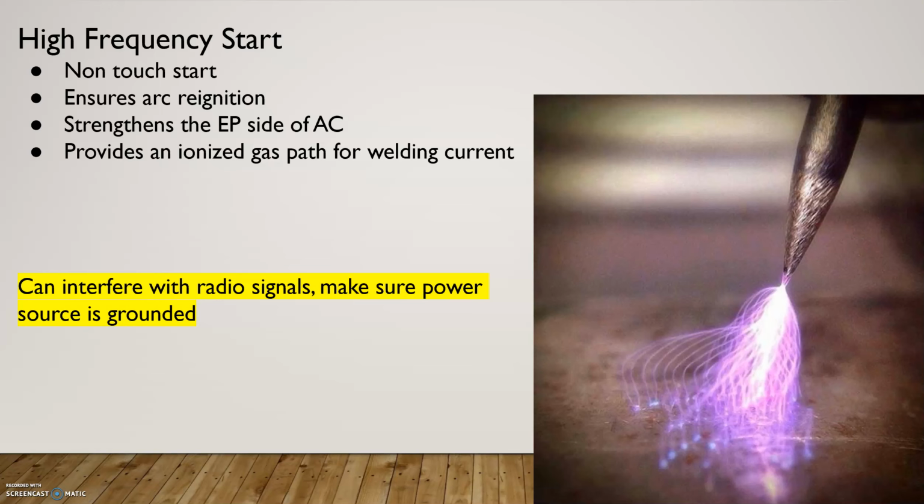As we talked about, it strengthens the electrode positive side of alternating current, and the high energy provides a charge or ionized gas path for welding current to make it stronger. Power sources must be grounded properly because high frequency can interfere with other high frequency machines and radio signals, which can damage the motherboard of a welder.